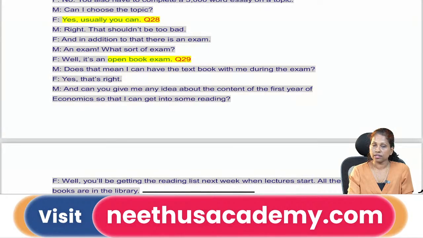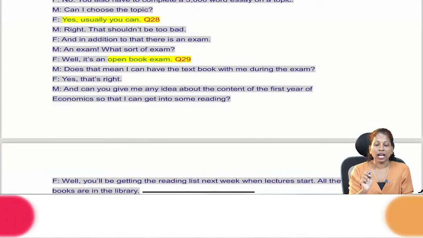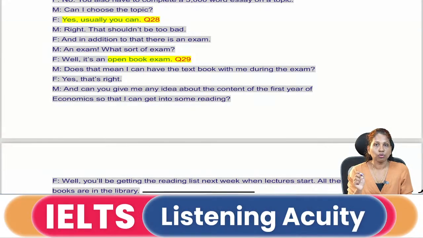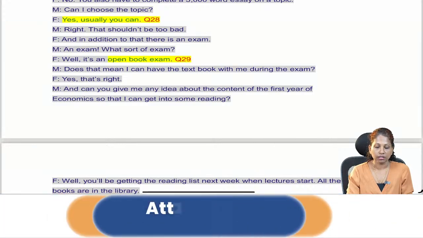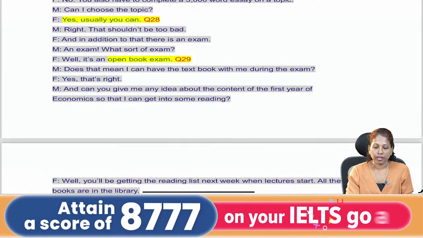Okay. So that's quite simple to get your answer, because the moment you listen to the word exam and the word sort, you come to understand what type of exam it is, the course requirement. So it's an open book exam.